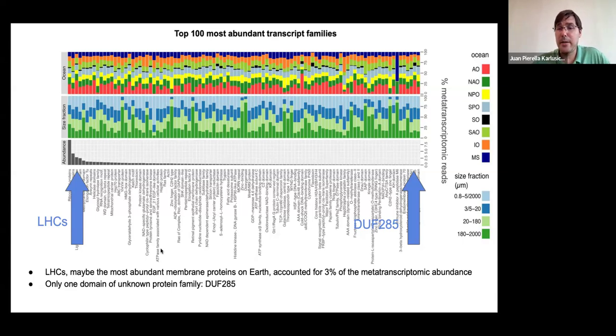And then among all these top 100 list, there is only one family in which we don't have a clue about its function. The family is named DUF 285, DUF for domain of unknown function. So these are two interesting cases to go more deeply in the analysis.